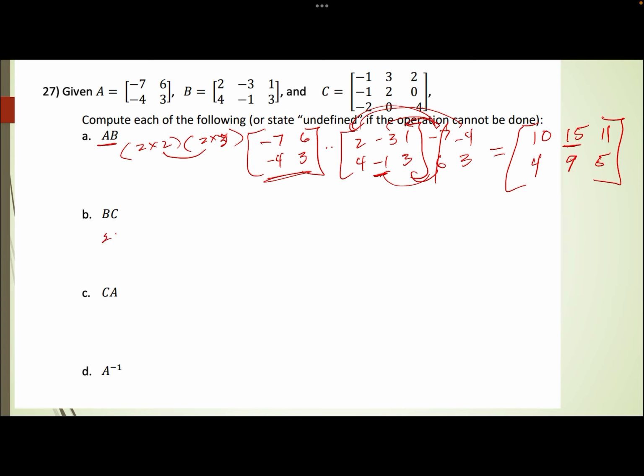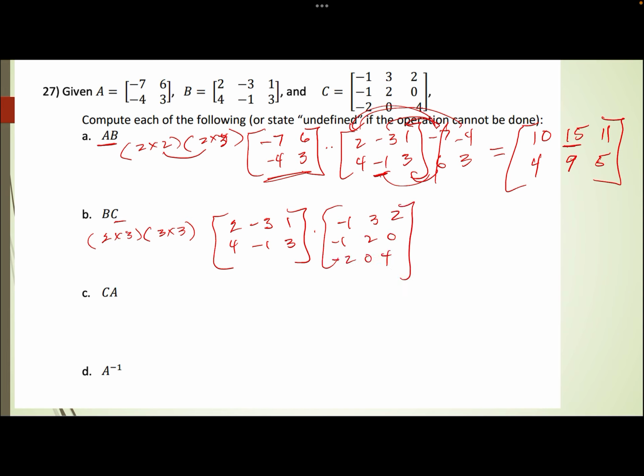Okay, now let's see if this one works. B is 2 by 3, and C is 3 by 3. So this one works also. So I have B is 2, negative 3, 1, and 4, negative 1, 3. And C is negative 1, 3, 2, negative 1, 2, 0. And I just take each row and tip it to negative 3, 1 and distribute it through.